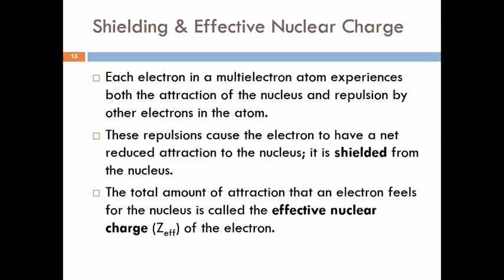So in each multi-electron atom, we've got attraction of the electrons to the nucleus, but then we also have repulsion. This electron's saying, I'm really attracted to that positive nucleus, but I don't like these other negative electrons. I'm repelled by them. And so there's attraction and repulsion going on. And this results in what we call shielding.